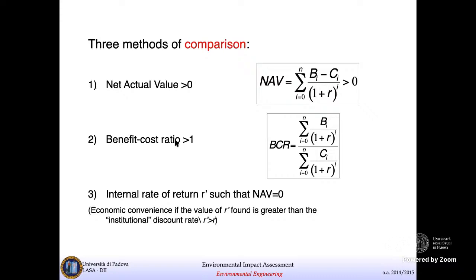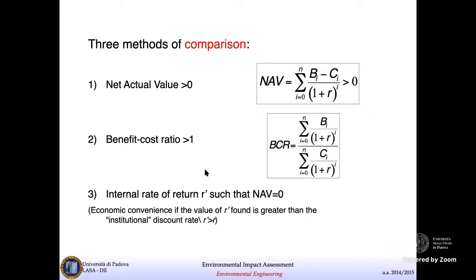Finally, we have a last evaluation methodology, that of the internal rate of return, in which you evaluate the rate of discount R', R prime, how do we call it in English, such that the net actual value is equal to 0. So you are looking at the point of inversion of this ratio in the different years of a project. The economic convenience is established if the value of R' found is greater than the institutional discount rate.